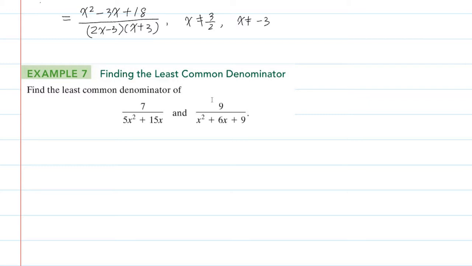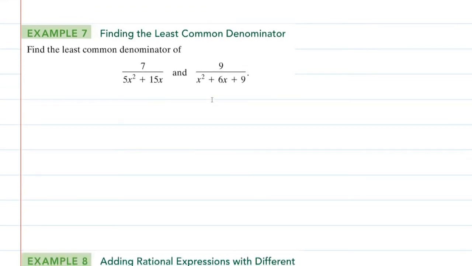Hello, let's continue work on the rational expressions for example 7. Okay, let's look at this. Example 7 is we want to find the least common denominator. Let's take a look. For this type of question, let's label this as the first one, and then that's the second one, okay?